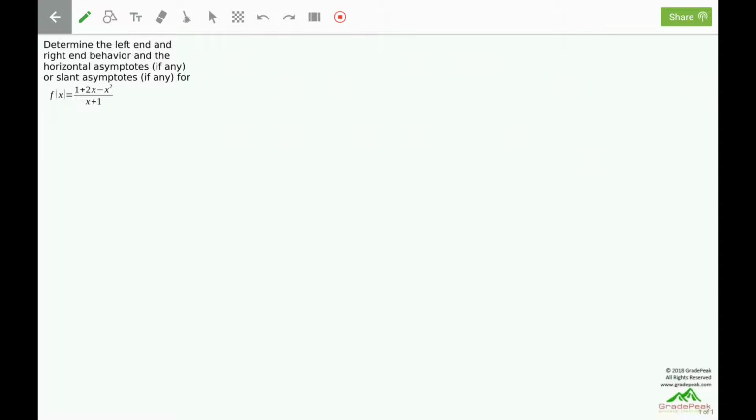If the highest power in the numerator is less than or equal to the highest power in the denominator, f of x will have a horizontal asymptote. If the highest power in the numerator is greater than the highest power in the denominator, f of x will have left end and right end behaviors of positive infinity or negative infinity. If it is exactly one higher, this will happen through a slant asymptote.